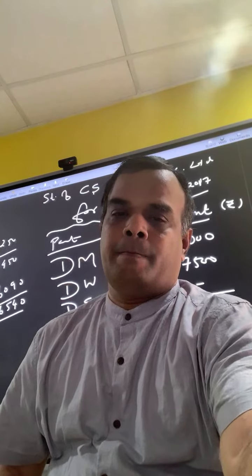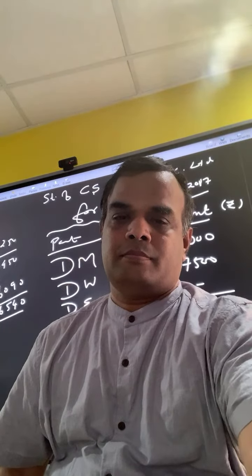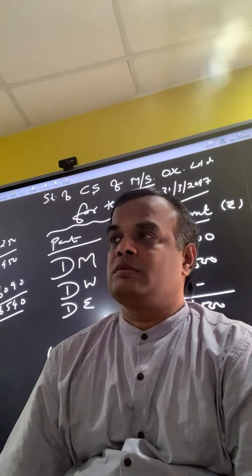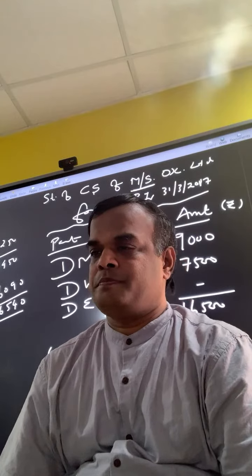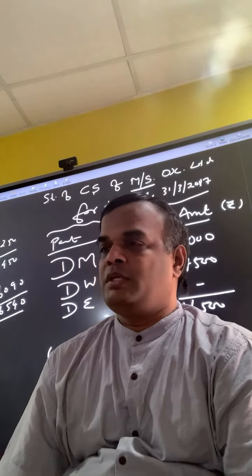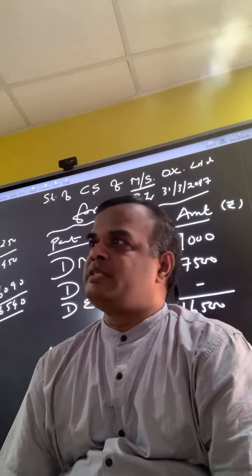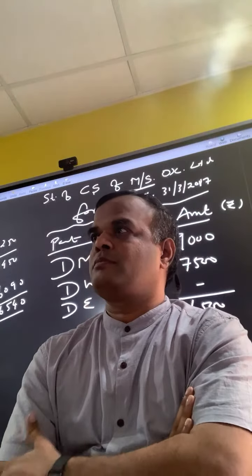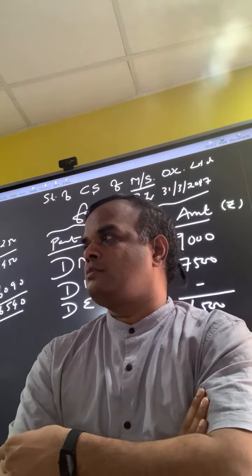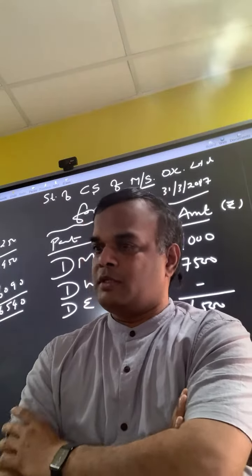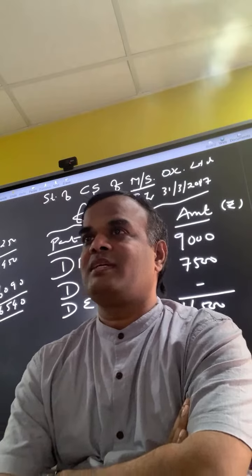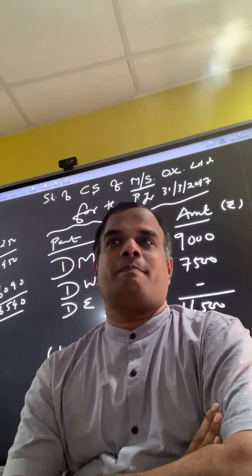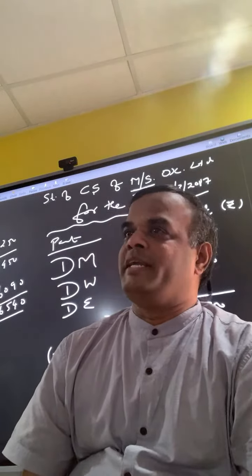Add profit. The total is equal to sales value. Sales value is given, therefore the balance is the profit. How much is the profit? 13,000. Your relatives came, it seems. So 13,000 is the profit.